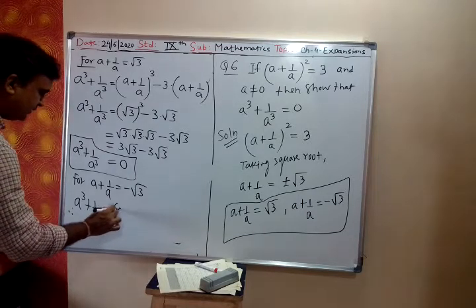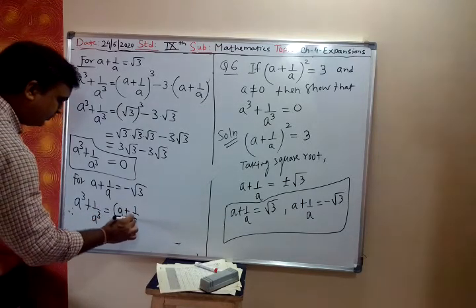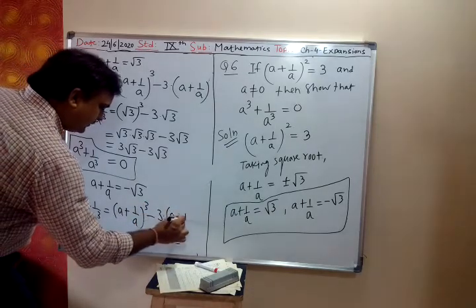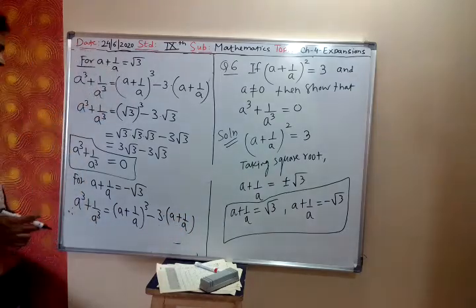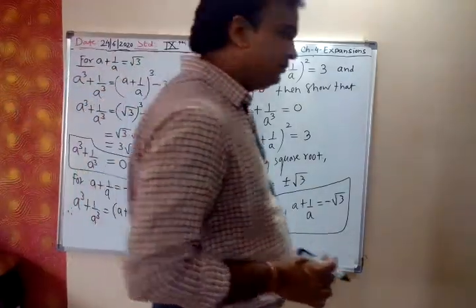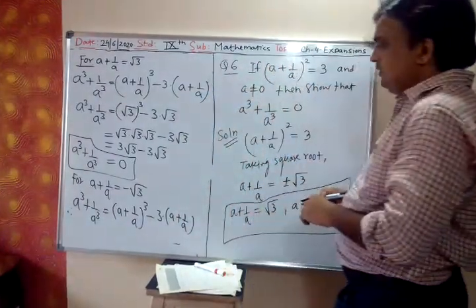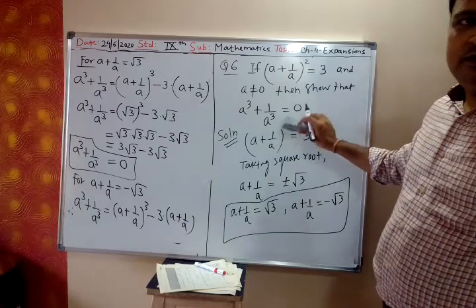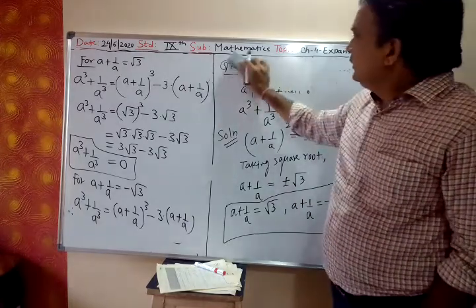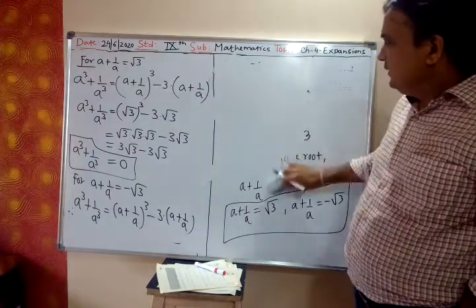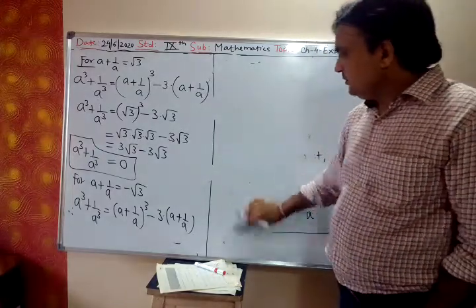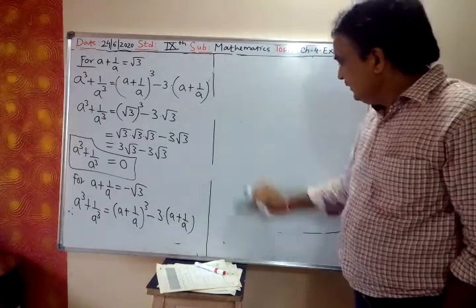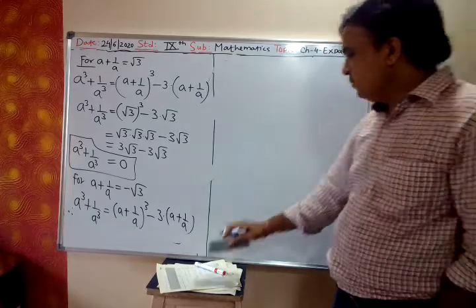We write the same formula, a plus 1 upon a whole cube minus 3 into a plus 1 upon a. The formula of a cube plus 1 upon a cube will remain same. But now the value of a plus 1 upon a is minus root 3. Now we simplify a cube plus 1 upon a cube, where a plus 1 upon a is now minus root 3.